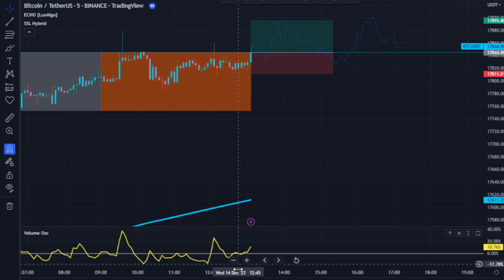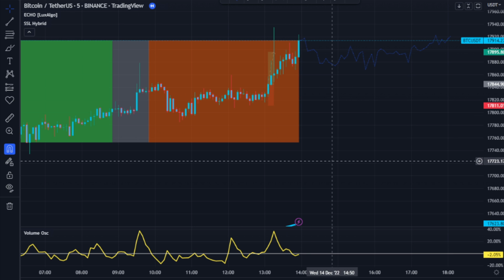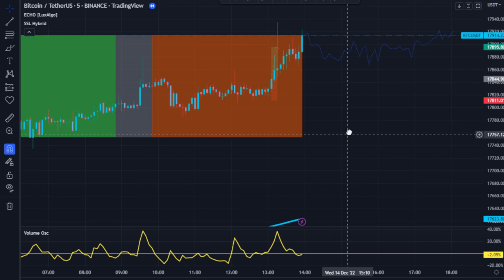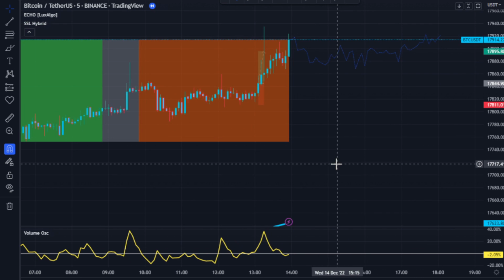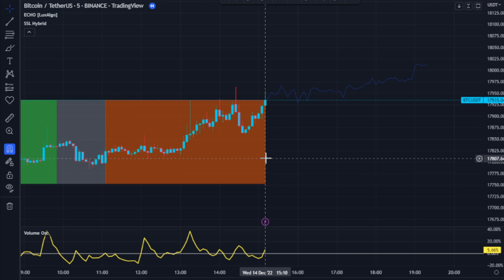We wait for the price to develop. We see that the price moved in our favor quickly. And we have won this trade. Let's see other examples. Here's another example on our candlestick chart.